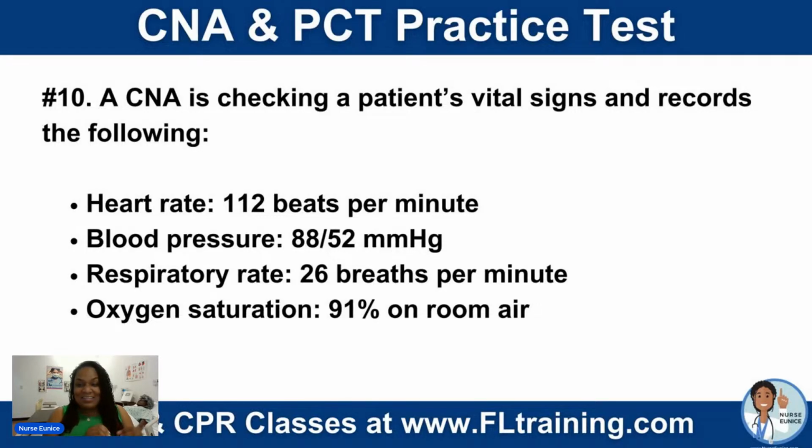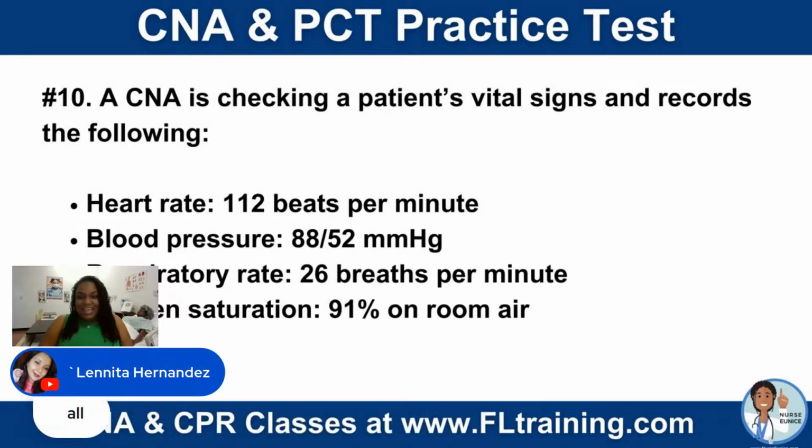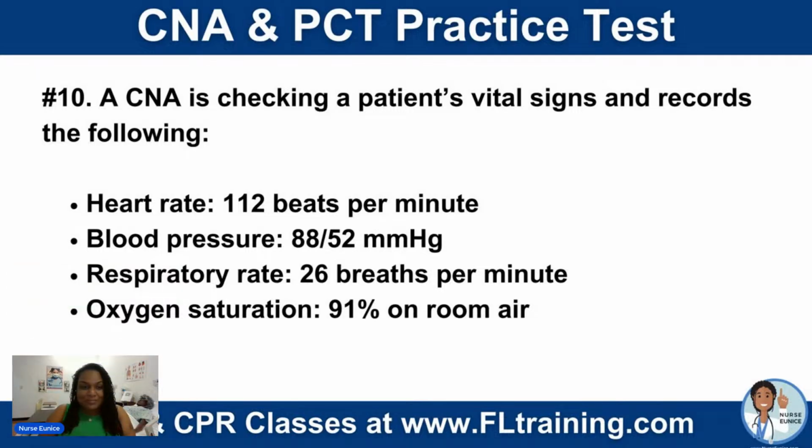All right, so I see someone says 3, Natasha says 3, Vanilla Bean says the heart rate. So all of them are abnormal. Remember, heart rate 60 to 100, systolic blood pressure usually 100 up to 140. That's right, Myla. Myla has it, you all. And Lanita. So Myla and Lanita have it. You have to report all of those. They're all abnormal. All right, so make sure you go back and study your vital signs.